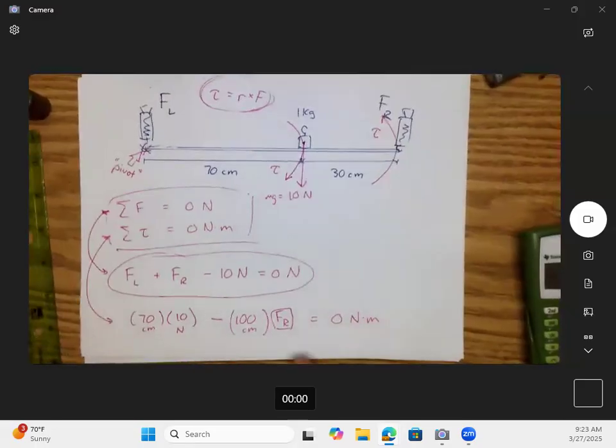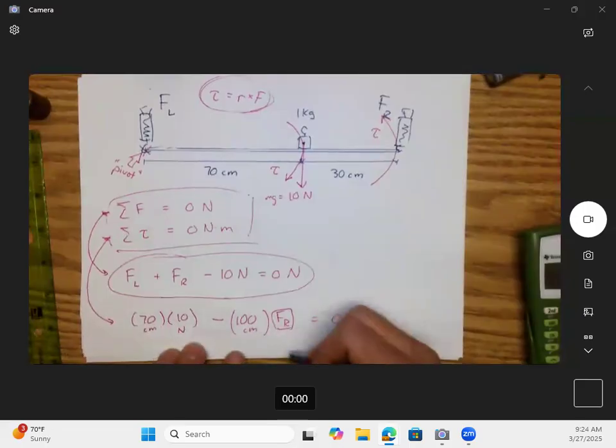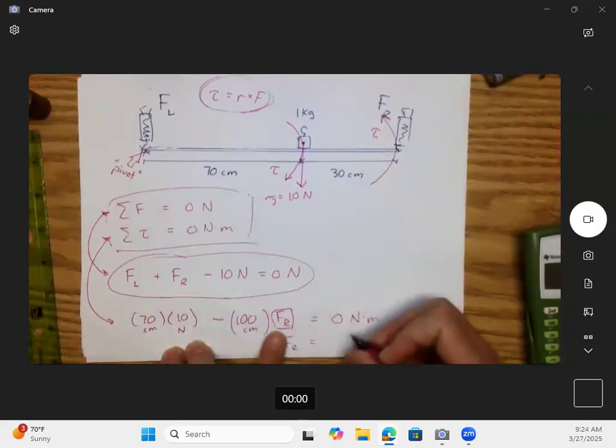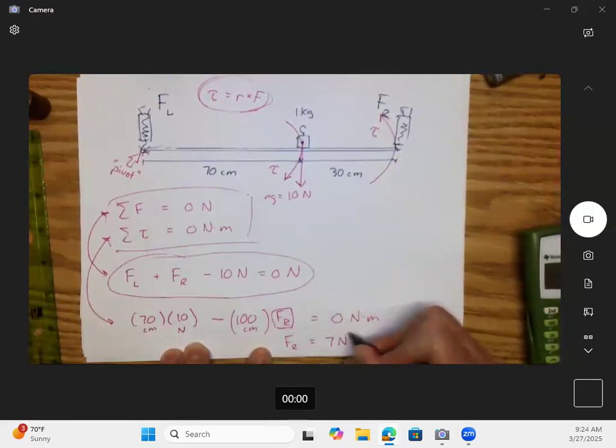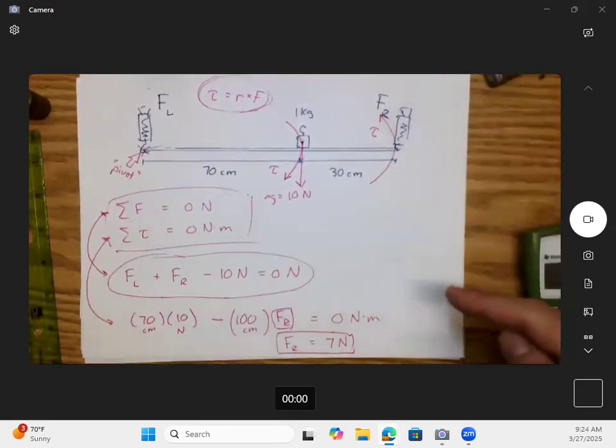Now we can solve right away for the force on the right side. So I can add over 700 Newton centimeters, divide by 100 centimeters. And guys, what's 700 divided by 100? 7. So the force on the right side, the only number to plug in there to make that work, is 7 newtons. So it's exactly what I was saying before. This has to be 7 newtons. You guys got it?